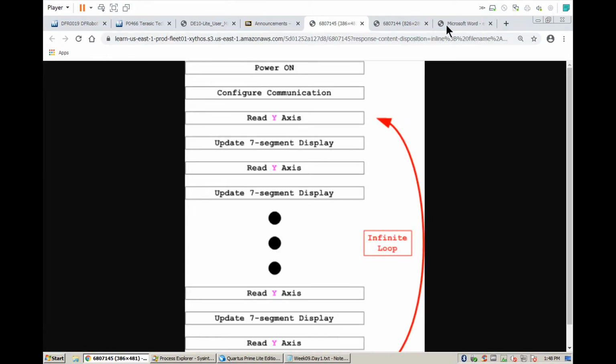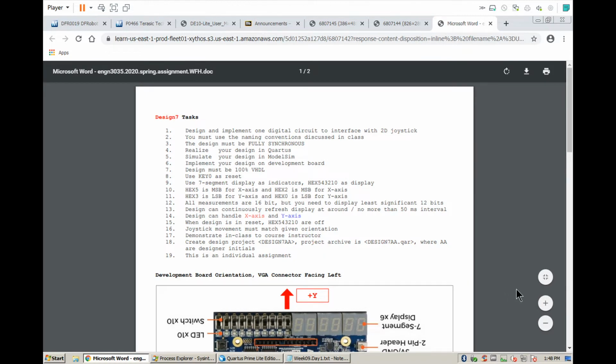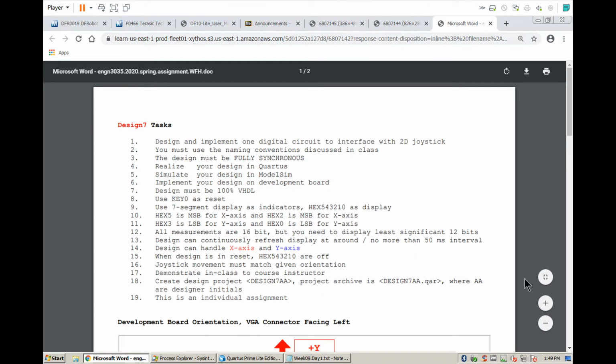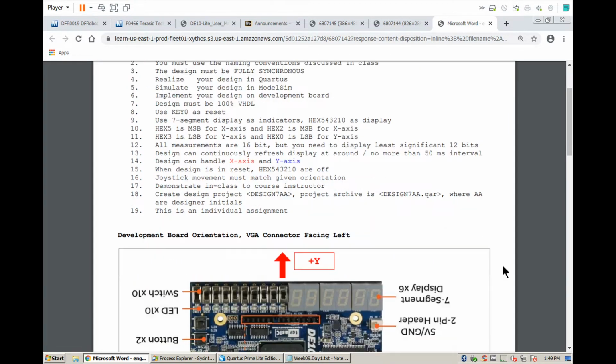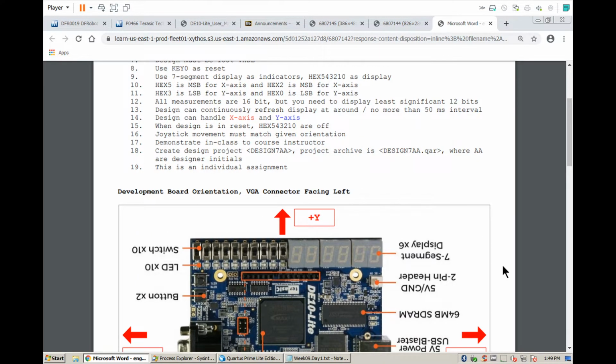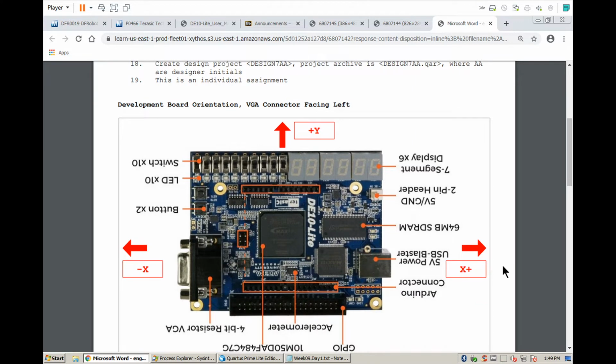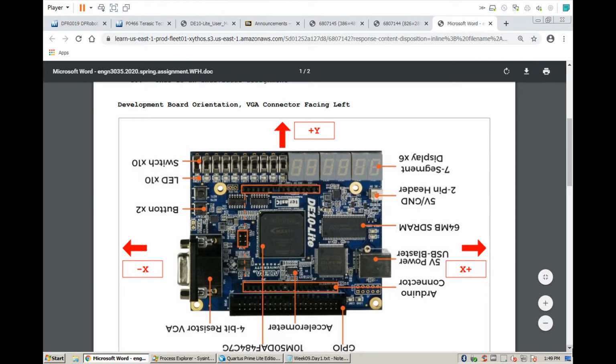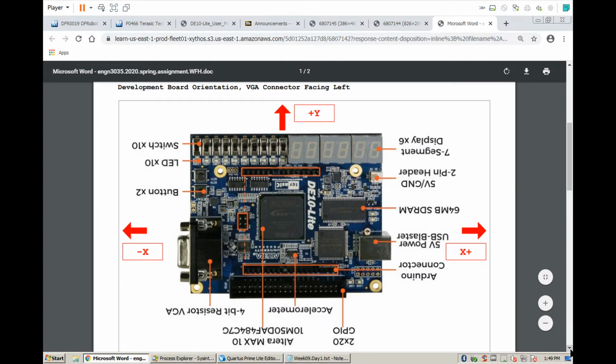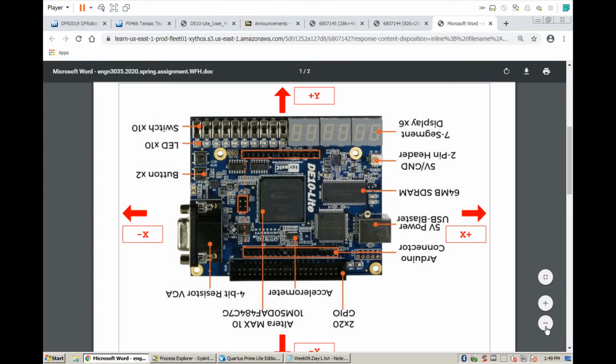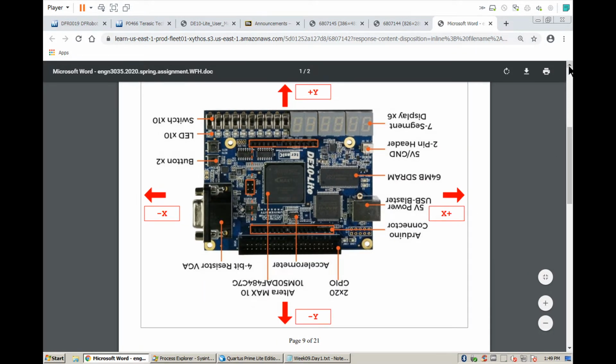All right. So let's see what's going on with D7. For D7, we are going to implement the circuits to interface with both x-axis and y-axis. So same orientation of the board. VGA connector facing left, and then left is minus x, right is plus x, up is plus y, down is minus y. Okay? That's the orientation.